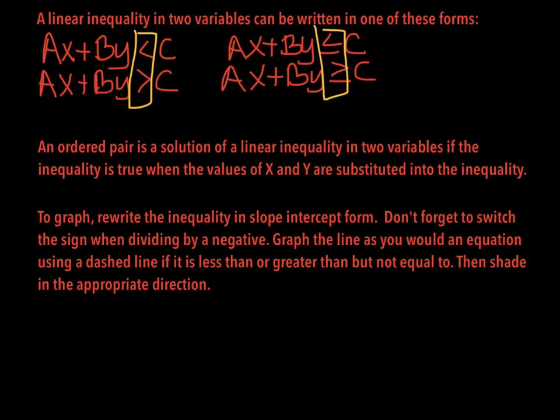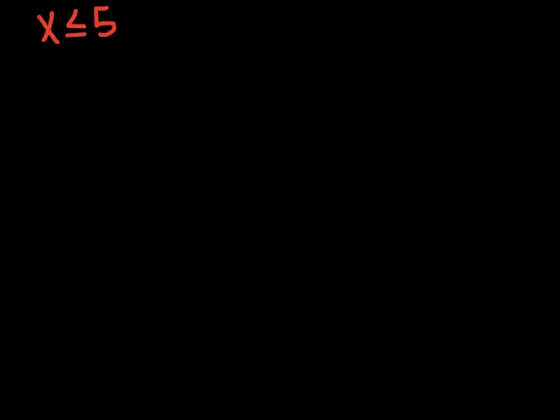And then if it says greater than, you'd shade above the line, you'd shade up. And if it's less than, you would shade down. So let's do a couple of examples. Okay, the first one we want to graph is x is less than or equal to 5.